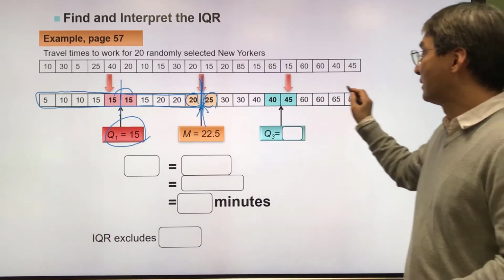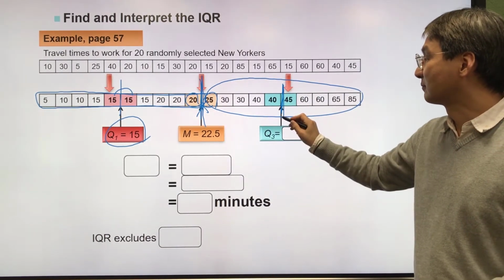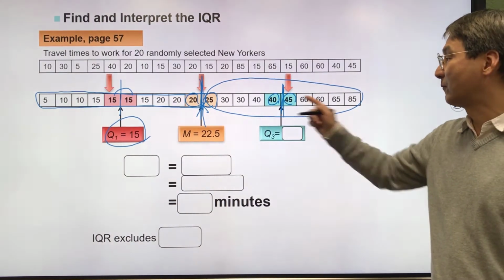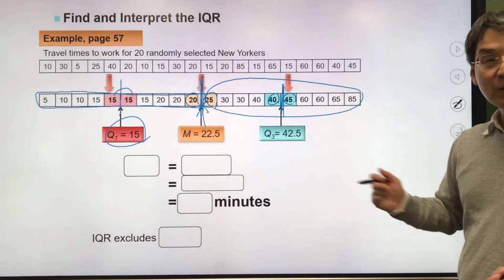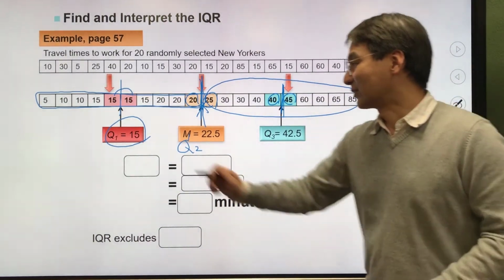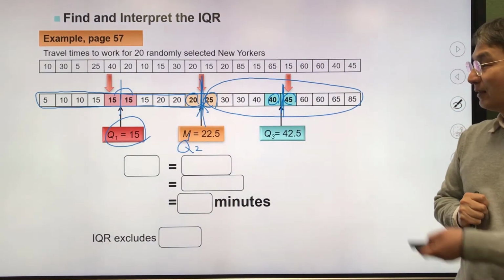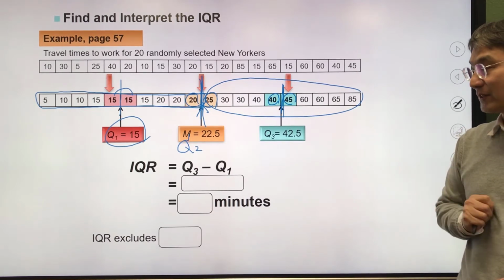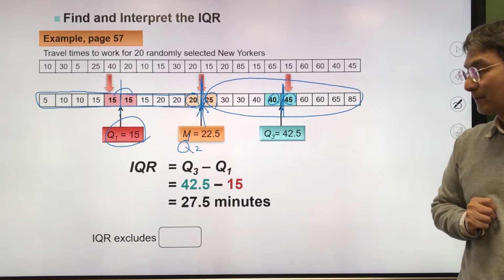The second half has 10 data points, and we find the median again. Between 40 and 45, we find the midpoint, which is 42.5. This is Q3. Then what is Q2? Yes, median is Q2. So Q1, Q2, Q3 are all medians. How do you find IQR? Q3 minus Q1, this is the definition. We plug in numbers for Q1 and Q3, so we get this number.